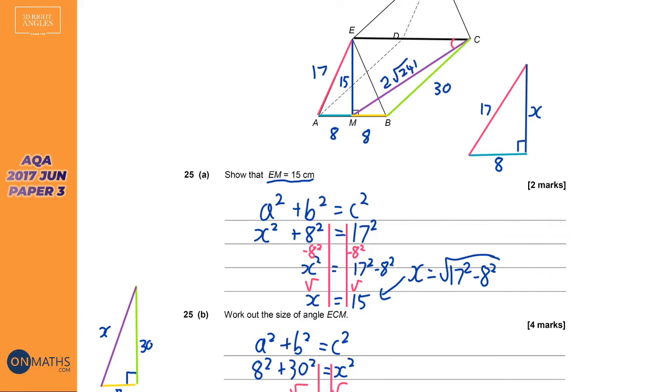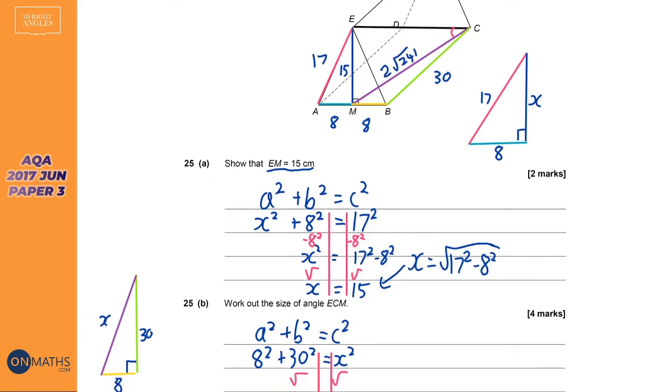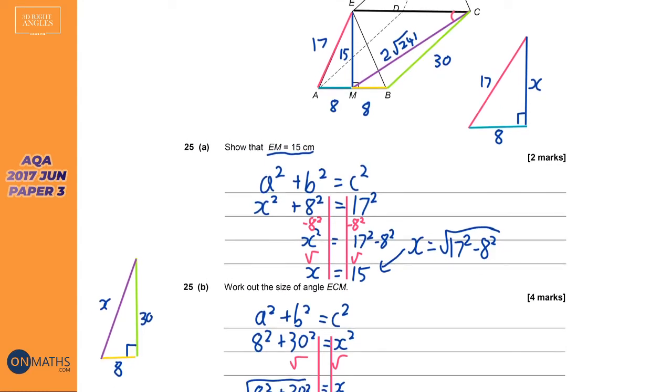And we're looking for angle ECM. So let's draw in this shape again. And so we've got, I'm running out of space here. Let's do it here. Maybe make it a bit bigger. Okay, this one here, and then we've got the final one here, and we know that's 15, and we've just worked this one out, 2 root 241, and then we're looking for this angle, which I'm just going to call Y.